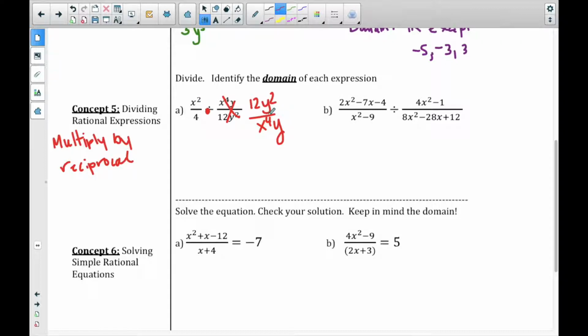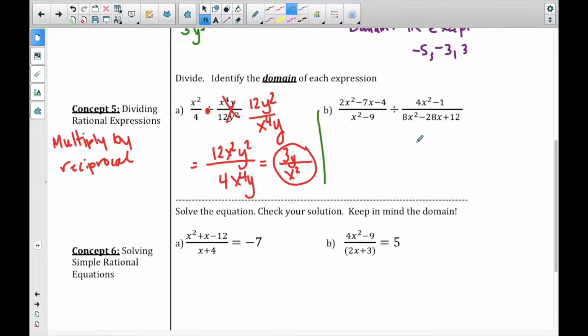And so again, my typical process is to multiply my numerator, multiply my denominator, and after I've done that, then look for my common factors and cancel things. So 4 goes into both of those, and I will subtract my exponents. And so my final answer is 3y over x squared. Once again, we are asking about domain, but I'm going to leave off the domain for this one again because there are 2 variables.